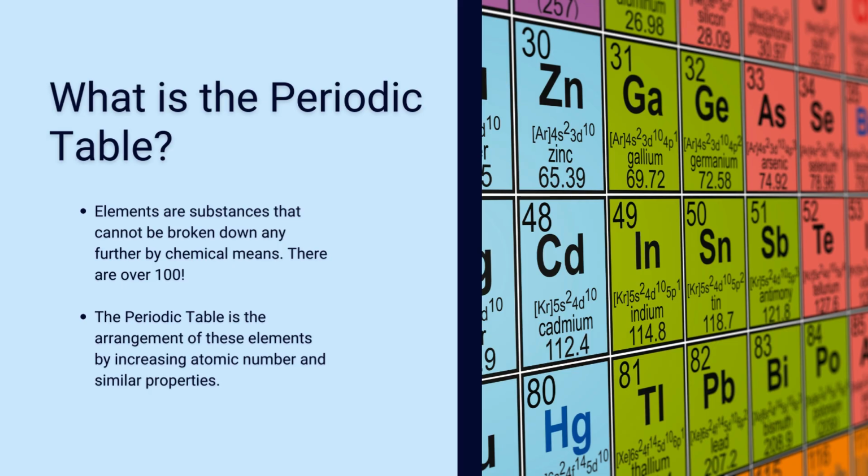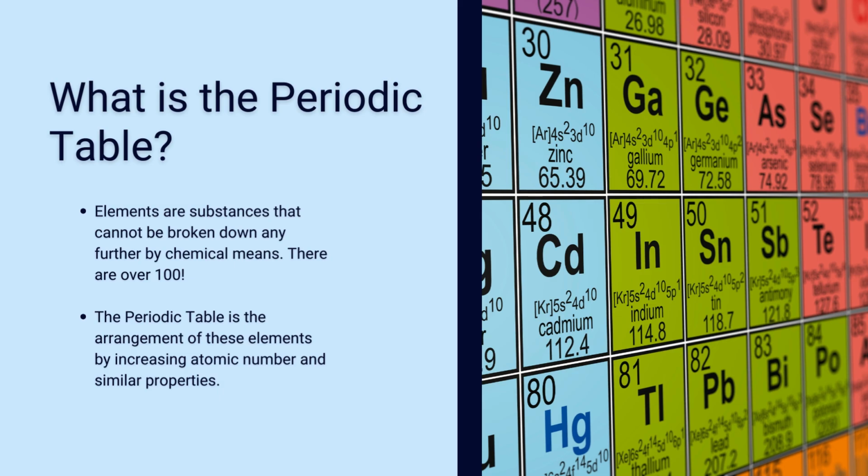So what is the periodic table? Well, the periodic table is a tabular arrangement of all known chemical elements based on their atomic number, electron configurations, and chemical properties. It is a fundamental tool used in chemistry to predict the behavior of elements and chemical compounds. Elements on the periodic table are arranged in rows and columns, known as periods and groups, respectively.